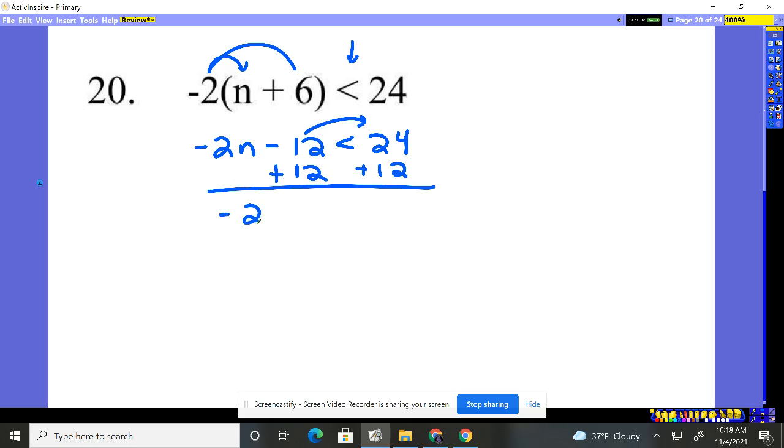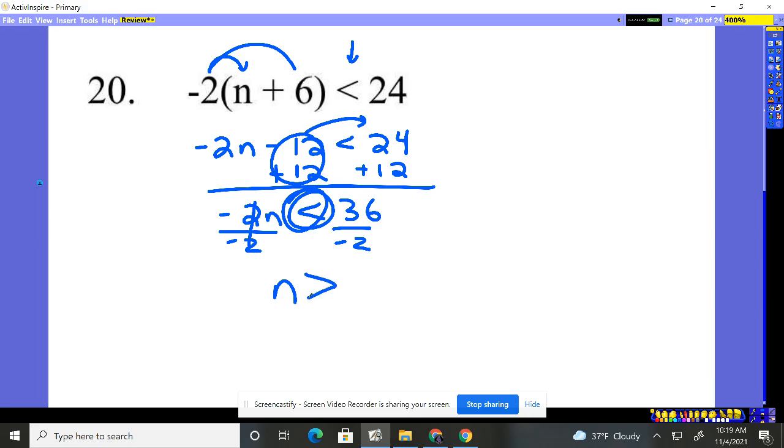So I'm left with negative 2n on this side. Those go away. Less than 24 and 12 is 36. Now we just need to divide by negative 2. Remember, though, when we divide by a negative or multiply by a negative, this inequality must change its direction. And we've discussed why. We won't here. It takes a little long. But 36 divided by negative 2 is negative 18. So n is greater than negative 18.